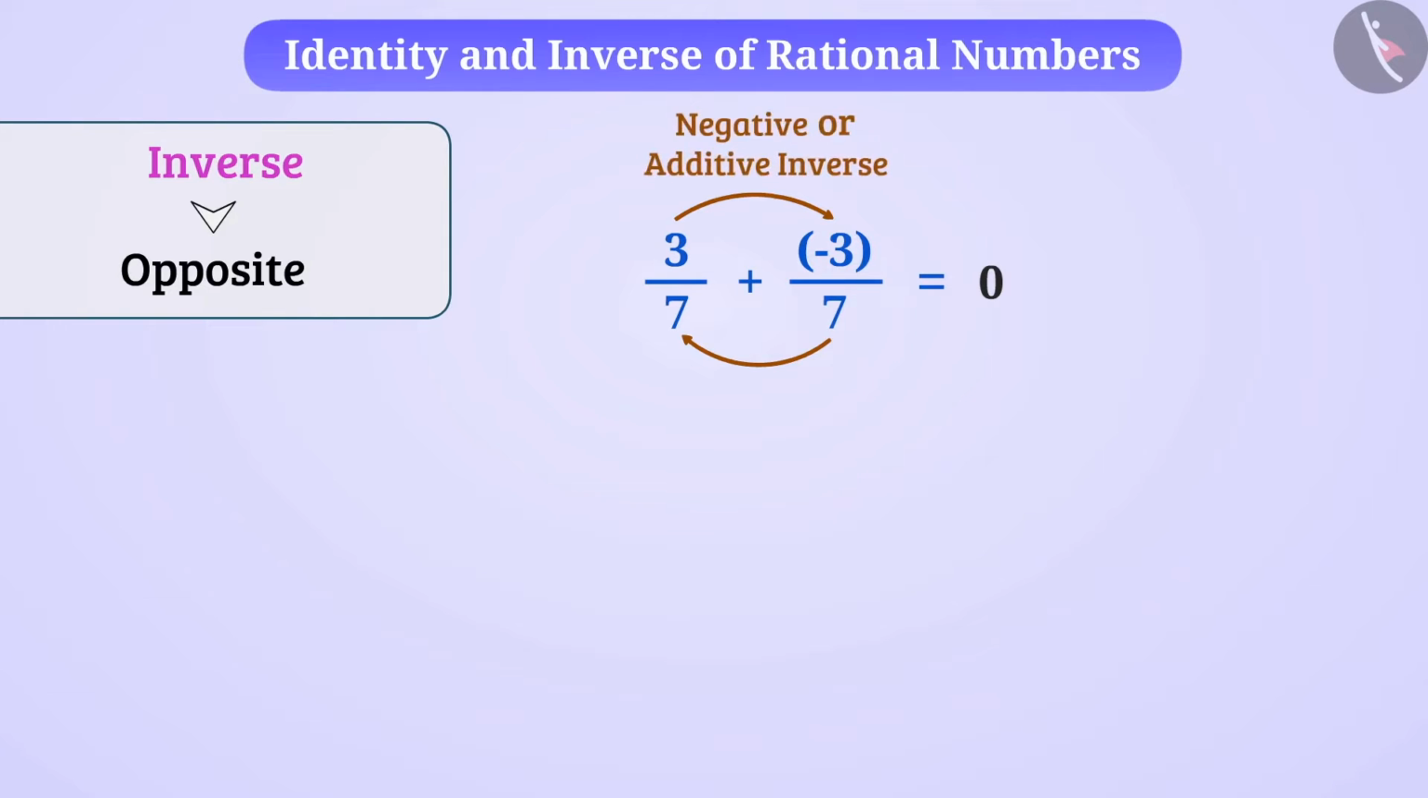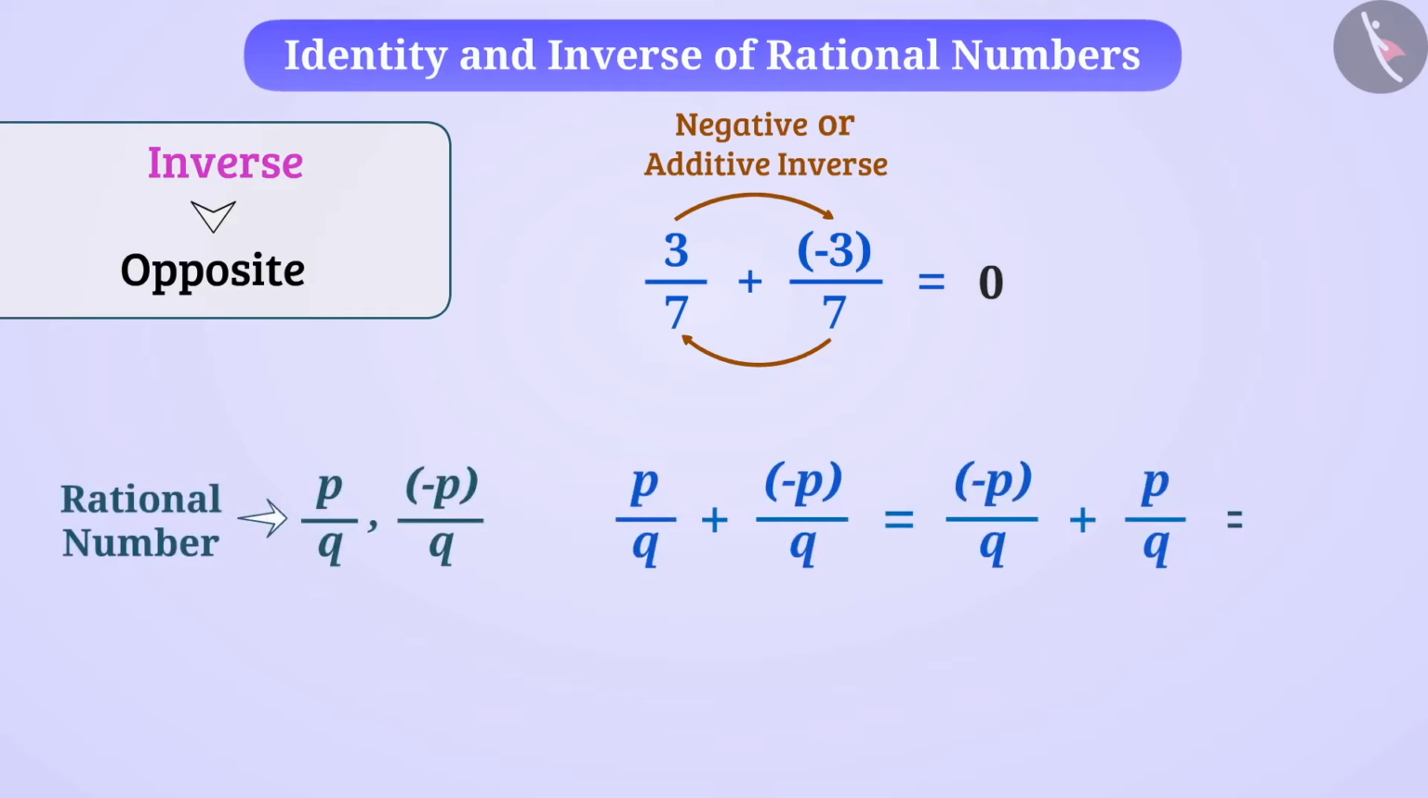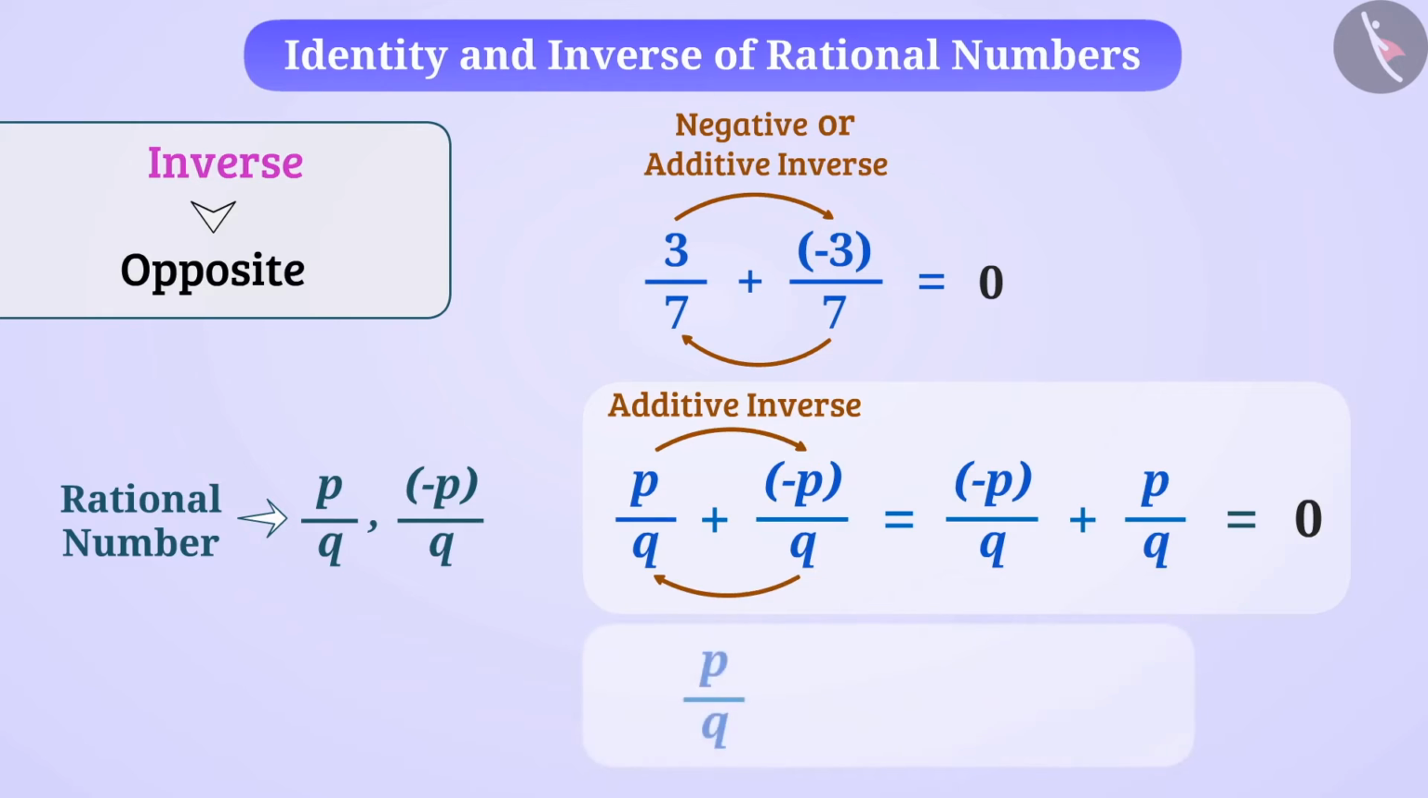To summarize, if addition of any two numbers is 0, then these two numbers are additive inverse of each other. Like here, rational number minus p by q is additive inverse of rational number p by q. Similarly, rational number p by q is additive inverse of minus p by q. Negative or additive inverse of a rational number is obtained by multiplying by minus 1, meaning changing the sign of the rational number.